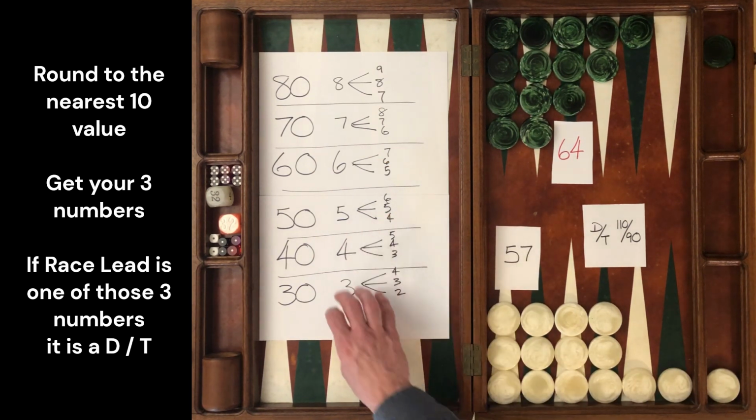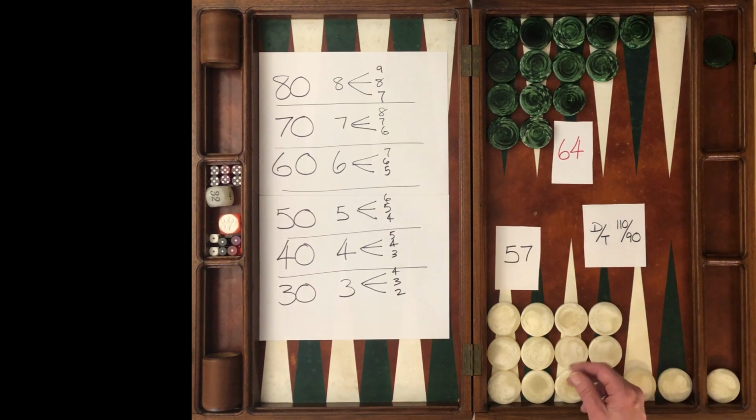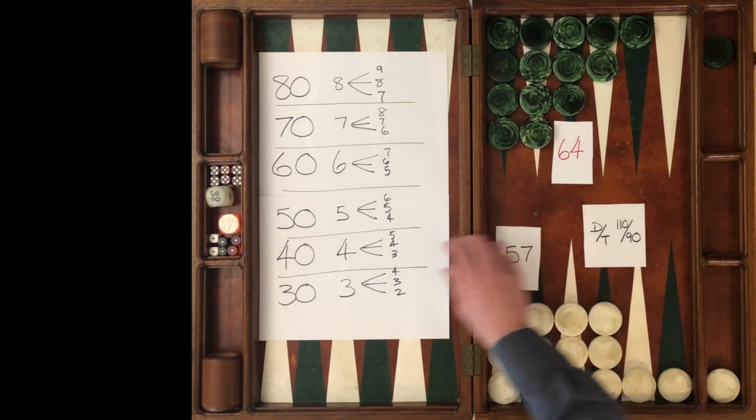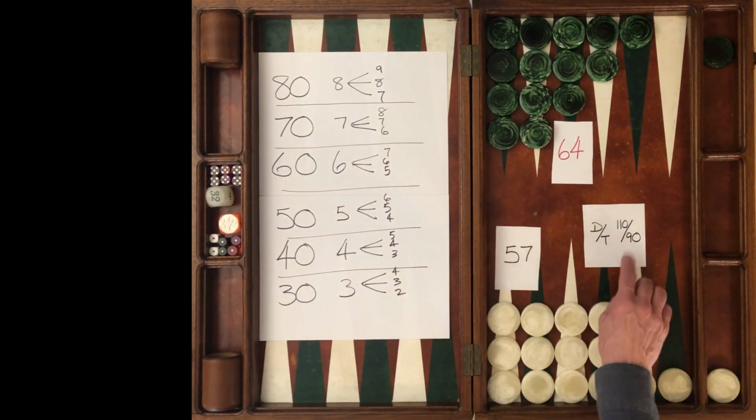So as the pip count gets low, it's more sensitive, stronger for the person who's cubing. As the pip count gets high, it's a larger take. But in this case, we hit our criteria, and it's a double take.